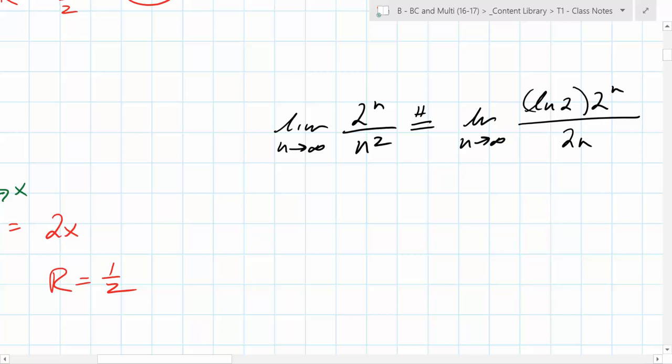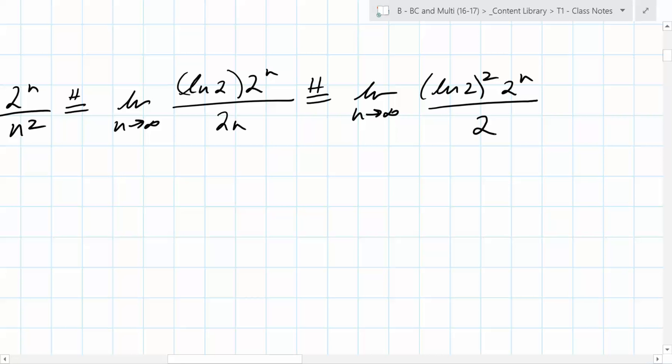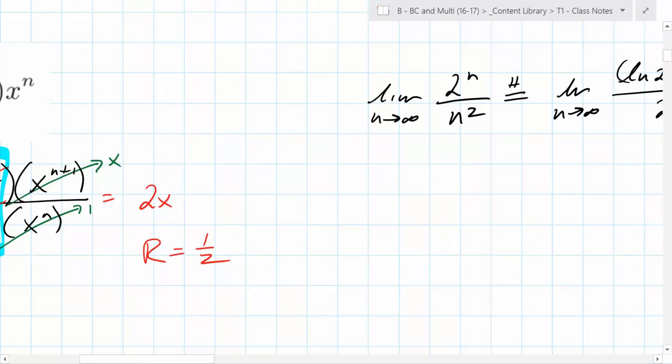And this is still this. Is this still an indeterminate form? Yes, it is. As n goes to infinity, what does the top go to? What does the bottom go to? Is it still an indeterminate form? Can you do L'Hopital's rule again? Yes. That's what this H means, do L'Hopital's rule. So now it's the limit as n goes to infinity. What's the derivative of the top? Ln 2 squared times 2 to the n. But what's the bottom become? 2. Is this an indeterminate form? No. What does that equal? Infinity. That's how you prove it. That's how you would use L'Hopital's rule to prove that.